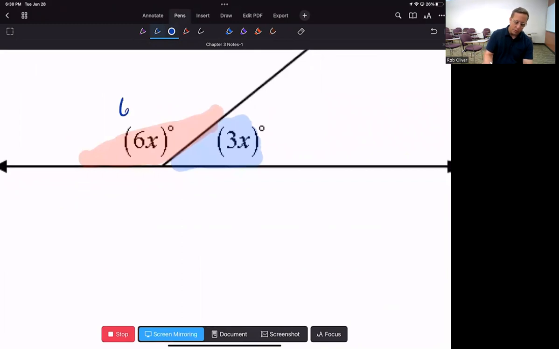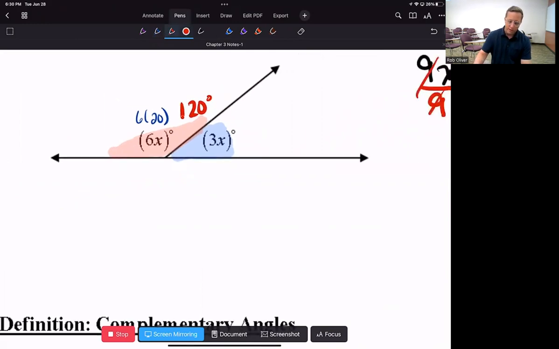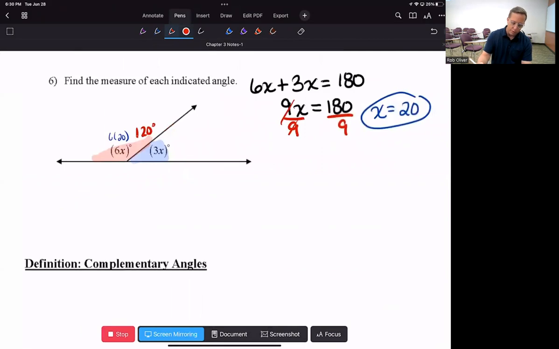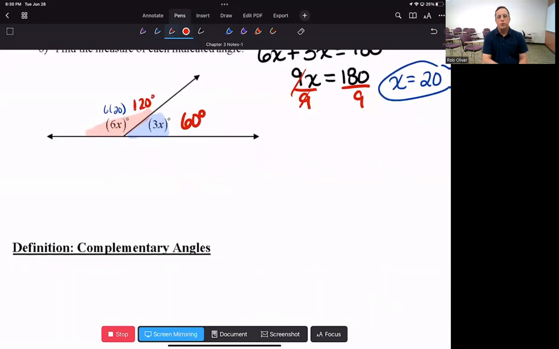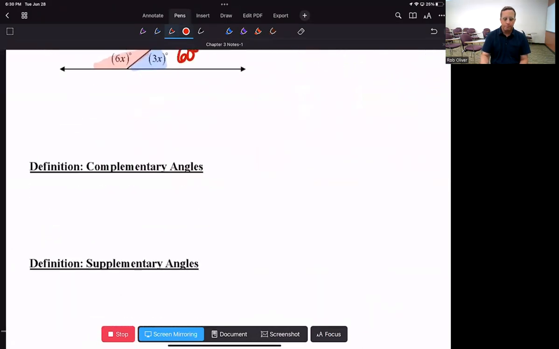So for this one, we're going to do 6 times 20, which is 120 degrees. And for the other angle, we're going to do 3 times 20, which is 60. And 120 plus 60 is 180.